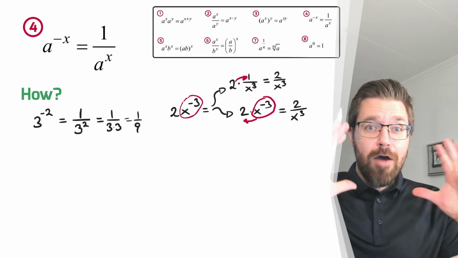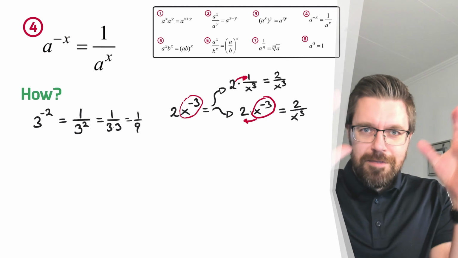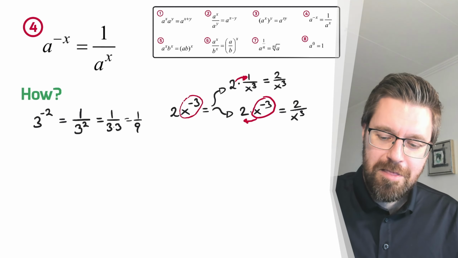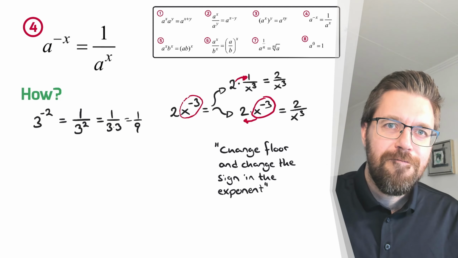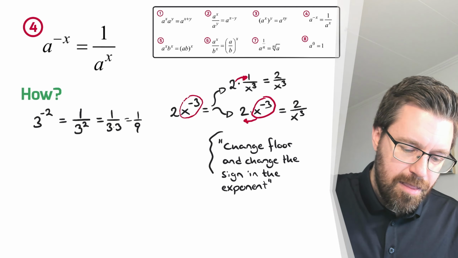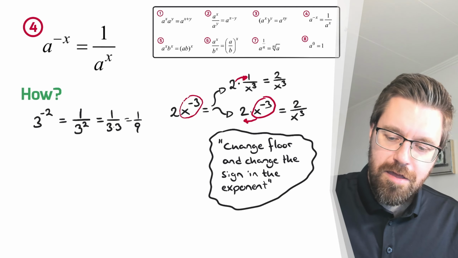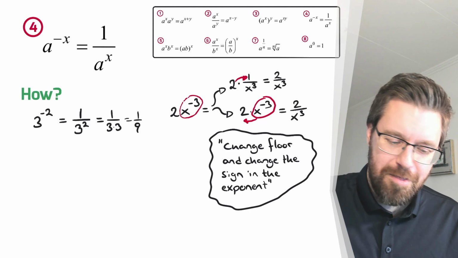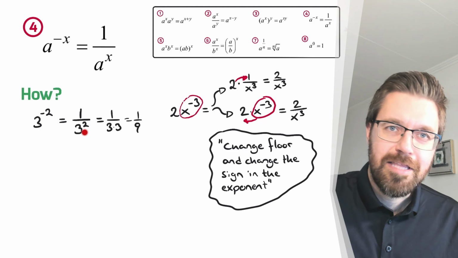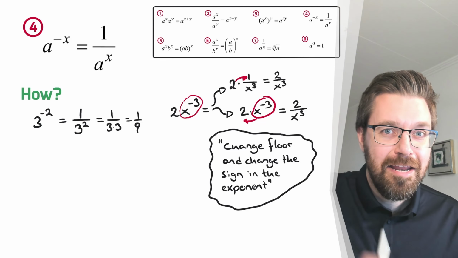So you can take a power and move it between floors if you change the sign of the exponents. So change floor and change the sign in the exponent. It is a simpler explanation for this rule. So change floor of this thing, put it down here in the basement, and change the sign in the exponent.